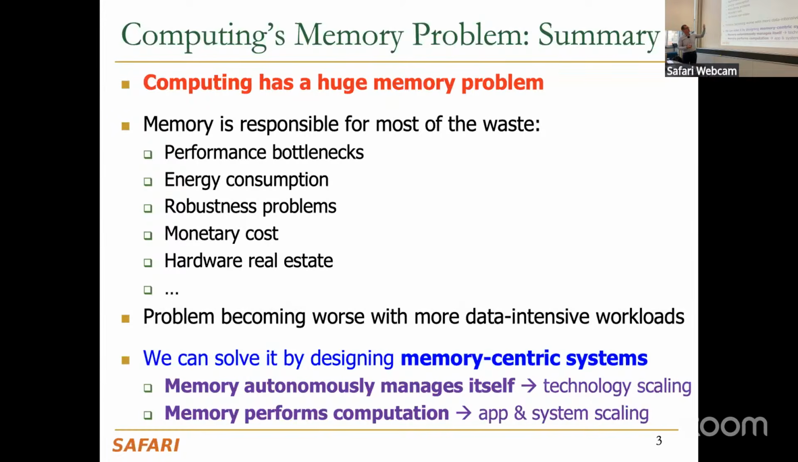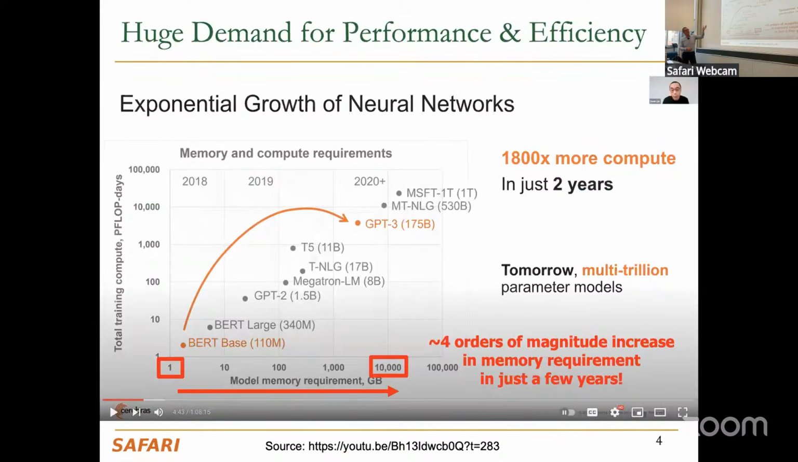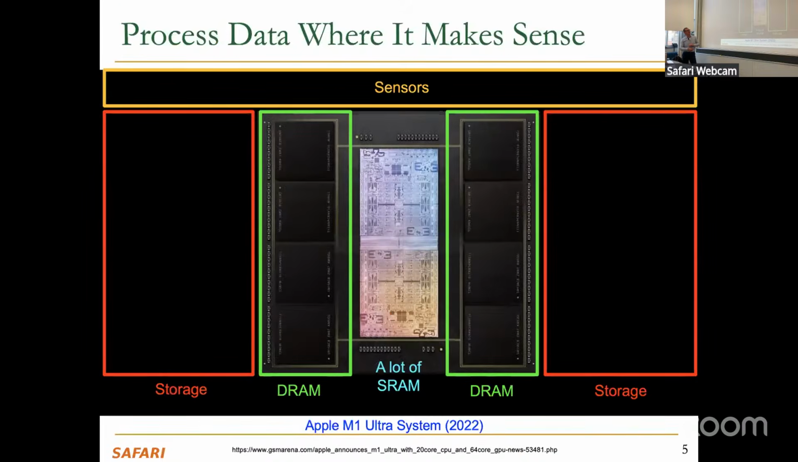This is just to jog your memory. I'm going to have a lot of slides to jog your memory. Basically, we're talking about the memory problem, and we've been talking about how to design more memory-centric systems to solve some of the technology scaling issues like RowHammer, RowPress, etc. And then we start talking about how to design memory that can perform computation. And these were some motivating slides that we used.